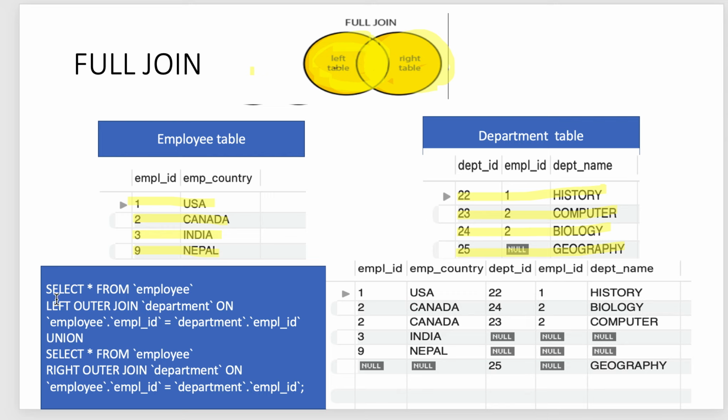For that we can give the command select all from the first table, left outer join, department, on the common column, employee.employee ID equals department.employee ID, union select all from the employee table, right outer join, department on employee.employee ID equals department.employee ID. When you perform the SQL command, it will show the final output for the full join. Basically it will select all the elements from the first table and second table, and also the intersecting part from both the tables.